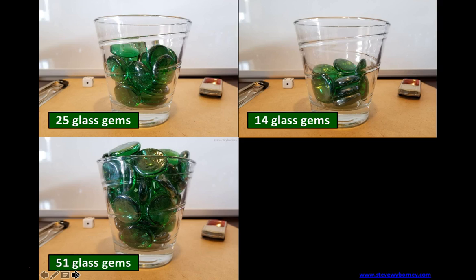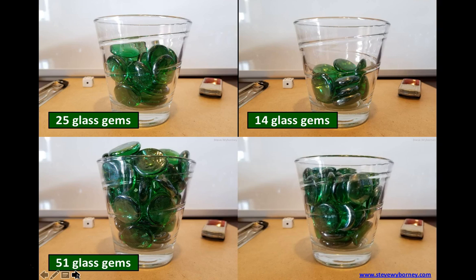There are 51 glass gems in this glass. That is a lot more than 25. I can estimate that if half is about 25, then there's going to be double that for 51. In box number 6, we are going to do one more. I need you to write down how many do you think are in this glass? A little more than 25. For sure more than 14. A little less than 51. Pause your video and write your number now.